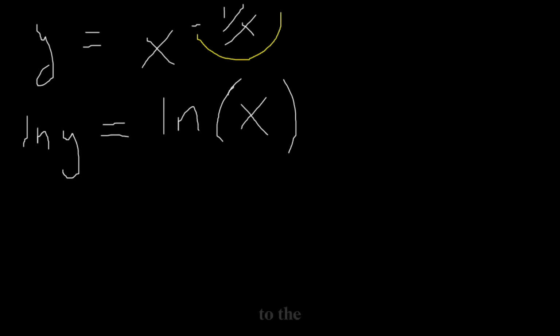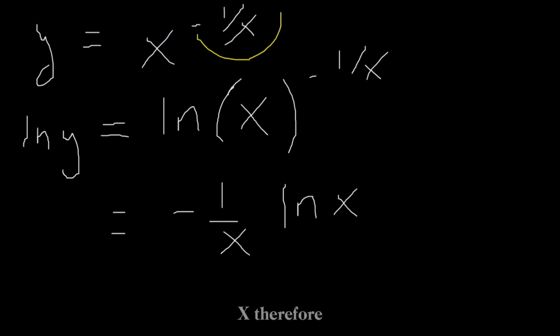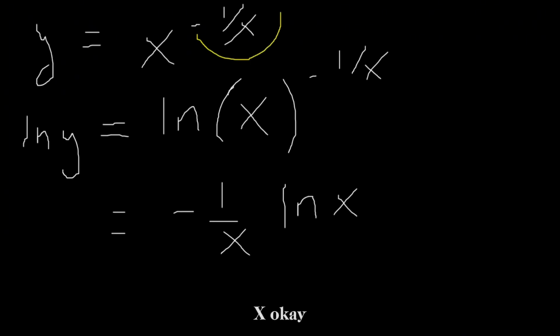Then our next step is to bring this negative 1 over x down. How can we do that? We can introduce an ln function. That is, ln of y on both sides is equal to ln of x to the power negative 1 over x. Basically, that will be equal to negative 1 over x times ln x. Therefore, ln y is equal to negative ln x all over x. Okay, that's what we have.